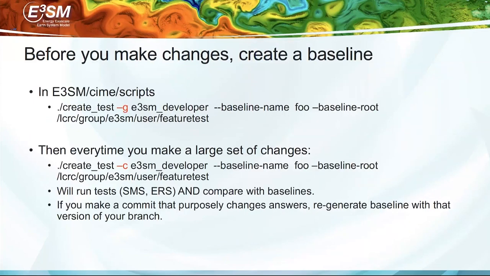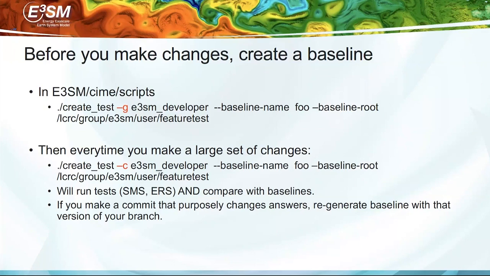Okay. So before you make changes, we ask you to create a baseline, which is some run of the model with some history or some other output that you can use to tell if you've done something you didn't mean to. So we ask people to use the create test system. If you've never used it before, it's pretty easy. The command is inside the E3SM SEAM scripts directory, and what you do is create_test. The -g option means to generate a baseline.